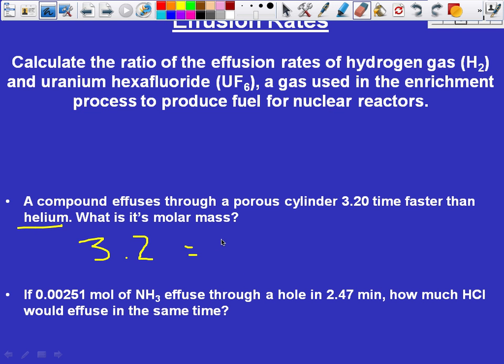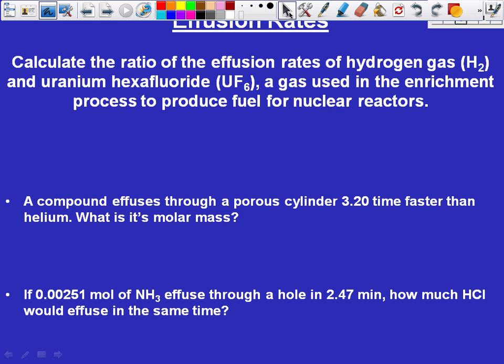Let me try this again. Helium has to be on top, and it's the square root of its mass. The molar mass of helium is 4. And then we have the square root of x, because we're trying to determine it. So you take the square root of 4, and then you multiply by the square root of x on both sides, and essentially the square root of x equals 2 times 3.2. Multiply those two together, and then square both sides, and you'll get your answer. That is how you would have to do that one.